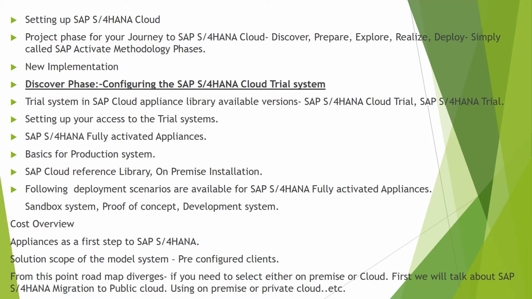And then the solution scope of the model system. The SAP S/4HANA 1610 fully activated appliance consists of four virtual machines bundled in one instance. The appliance components are the following. SAP S/4HANA 1610 on-premise ABAP backend, including SAP HANA database and SAP Gateway as a front-end server for SAP Fiori. Okay, that is one point. And then SAP NetWeaver application server Java with Adobe Document Services (ADS).